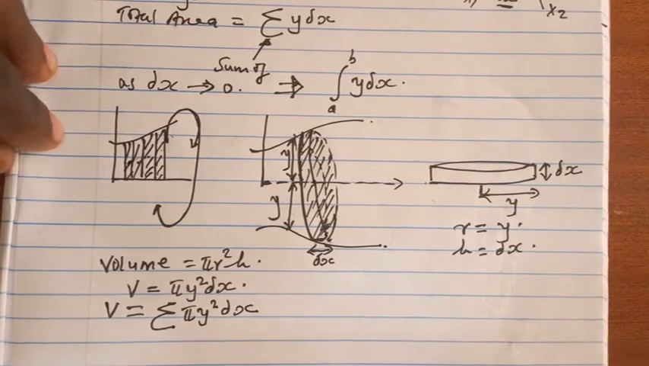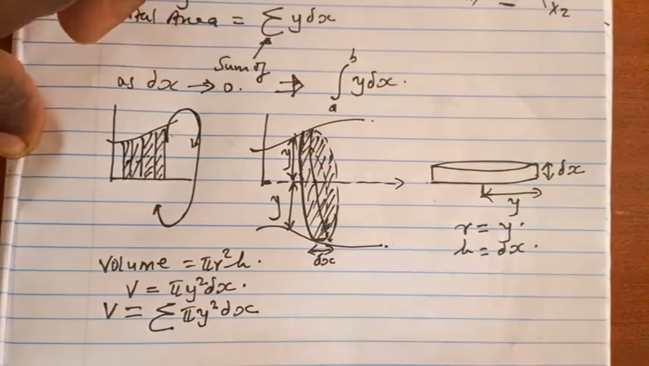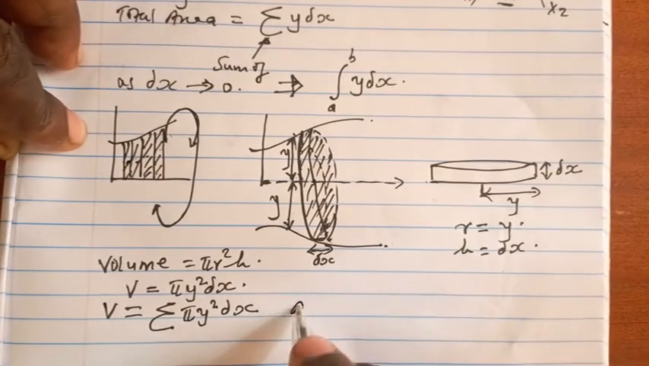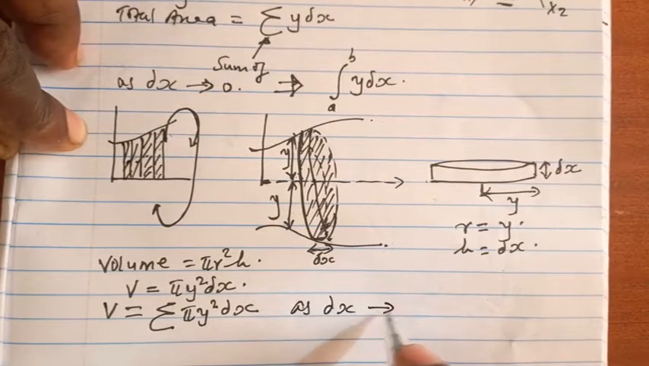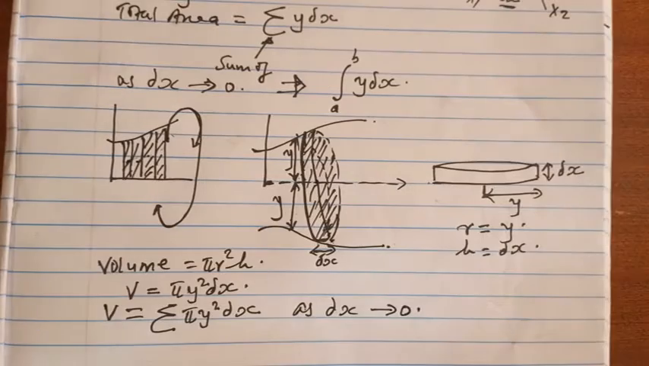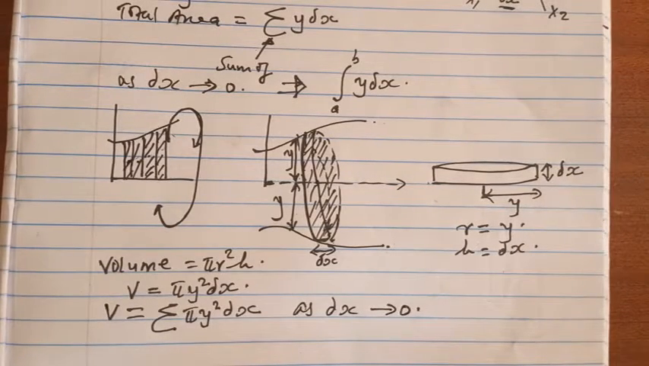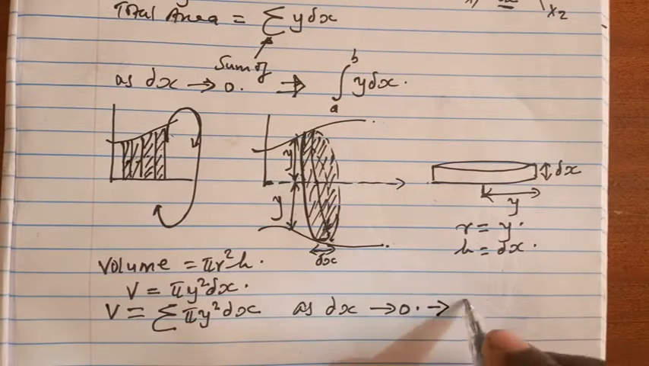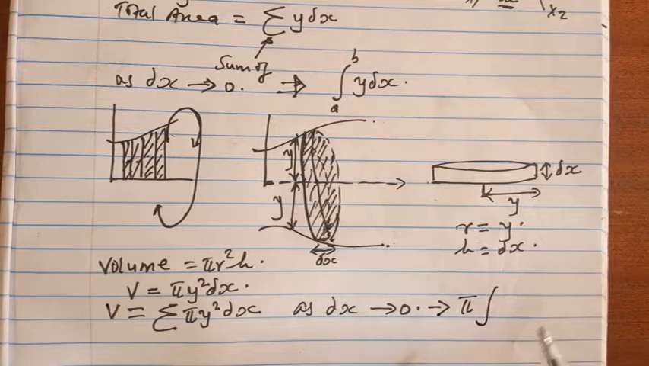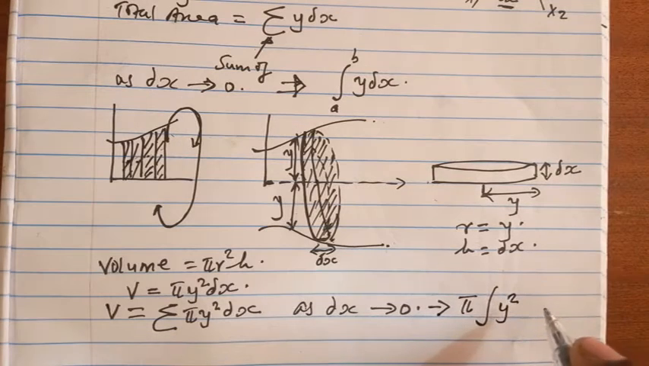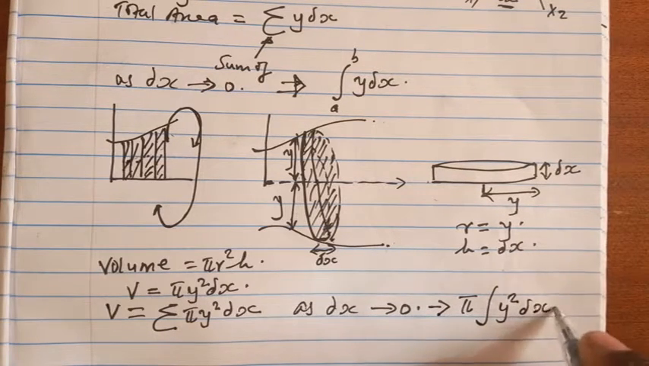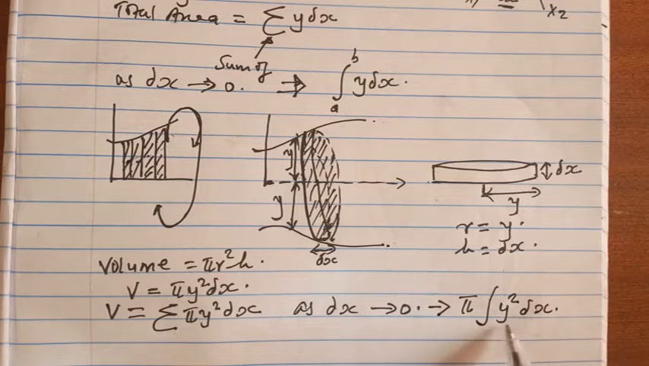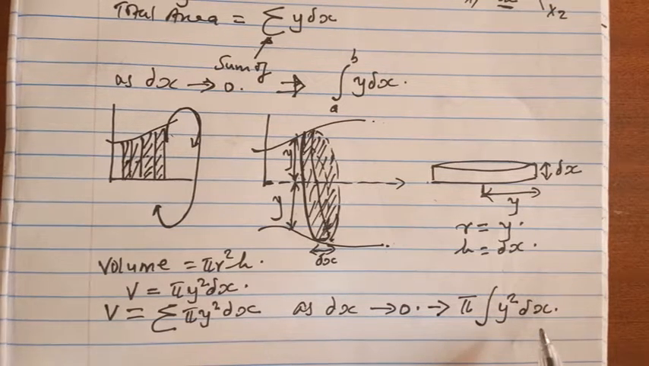And of course, the exact volume is the limit as dx approaches 0. We need to realize that the volume you're going to get is equivalent to when we integrate pi y squared with respect to x, because this is the most accurate way of getting the volume.